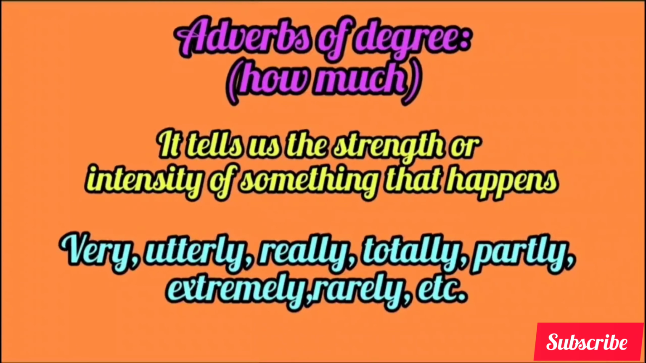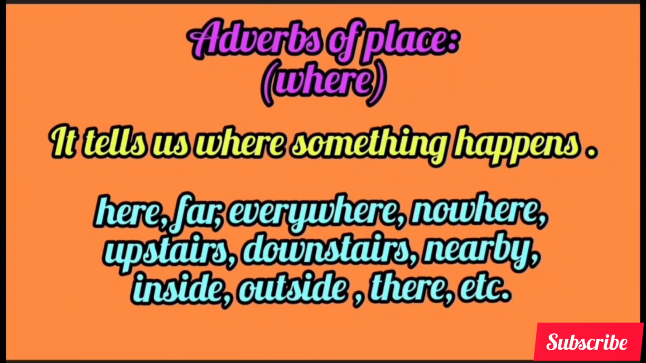The second type of adverbs is adverbs of degree. It answers the question how much. Basically it tells us the strength or intensity of something that happens. So words like very, utterly, really, totally, partly, extremely, rarely. These words belong to the category of adverbs of degree. Do remember this.